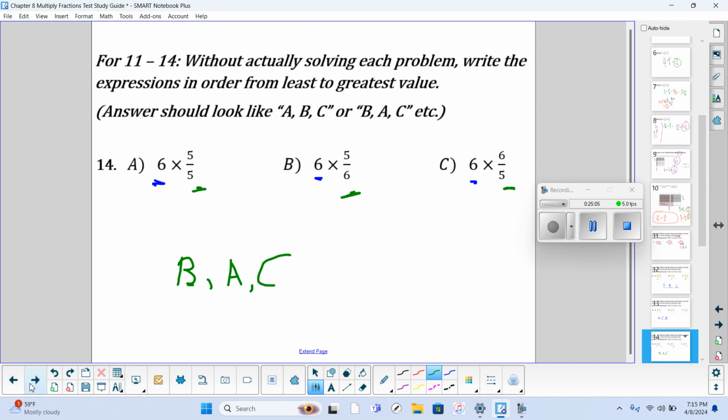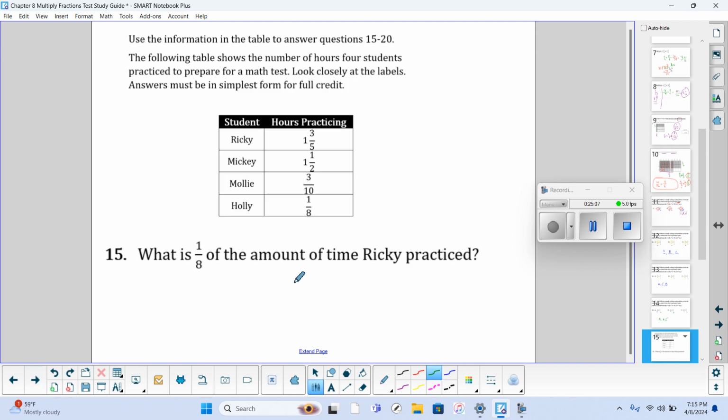Hope this helped. All right, now to the word problems with the tables. The following information is in tables to answer questions 15 to 20. It's going to be the same table for all of these. The table shows the number of hours 4 students practiced to prepare for a math test. Look closely at the labels. Answers must be in simplest form for full credit. Labels meaning hours, minutes, whatever it is. In this case, it's hours.